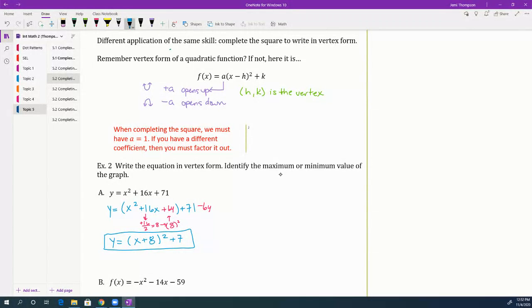The next part of the problem says, identify the maximum or minimum value of the graph. All right, so we need a couple of pieces of information here. We need to look at the vertex. So in this case, the vertex, I'm going to take the number opposite x plus 8, which is -8, and then 7. This is the vertex. Is that vertex a maximum or a minimum?